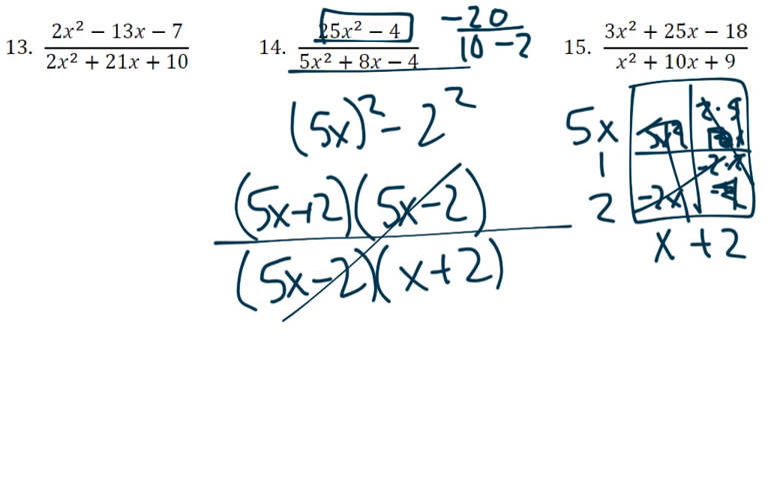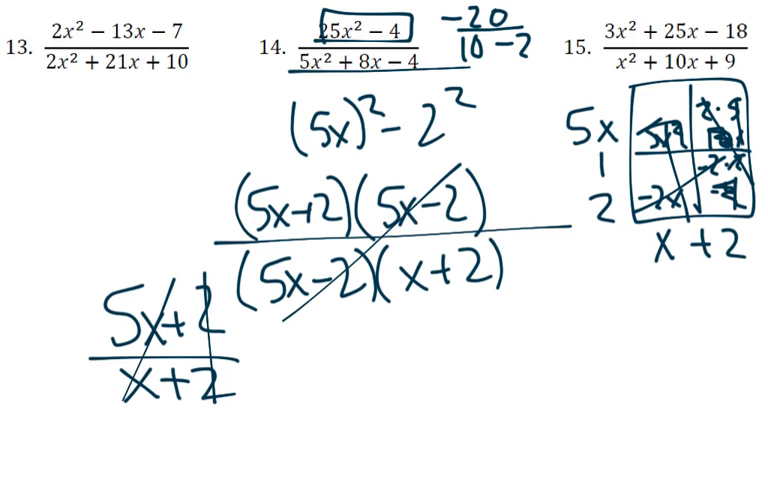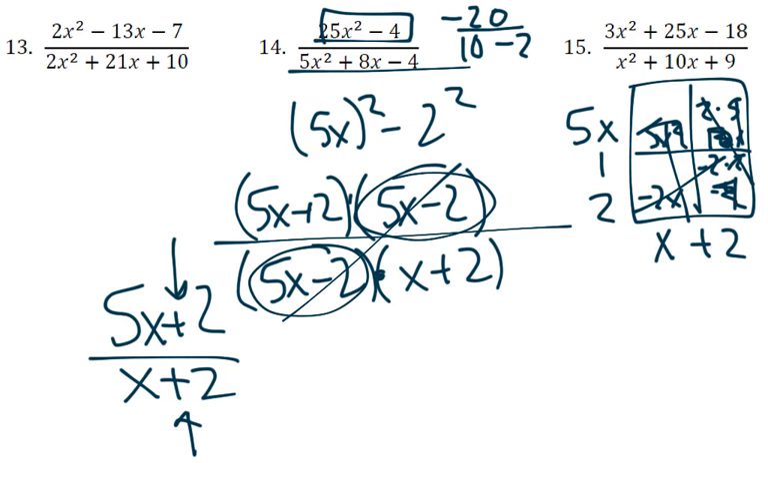So the 5x minus 2's cancel. We're left with 5x plus 2 over x plus 2, which I can't simplify. You may want to say, well, I can cancel that out, but I can't because of the plus. The only reason I can cancel this and this out is because the whole thing is being multiplied.